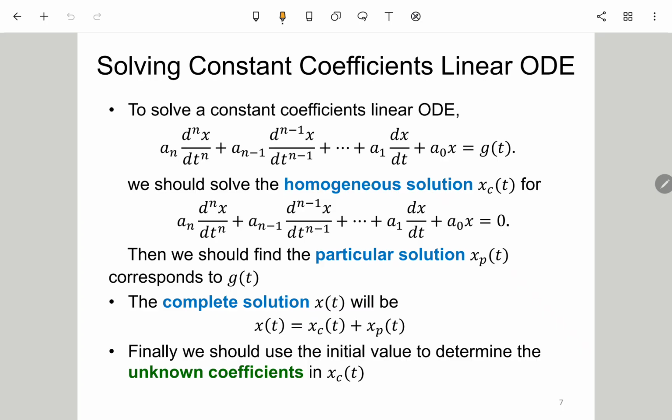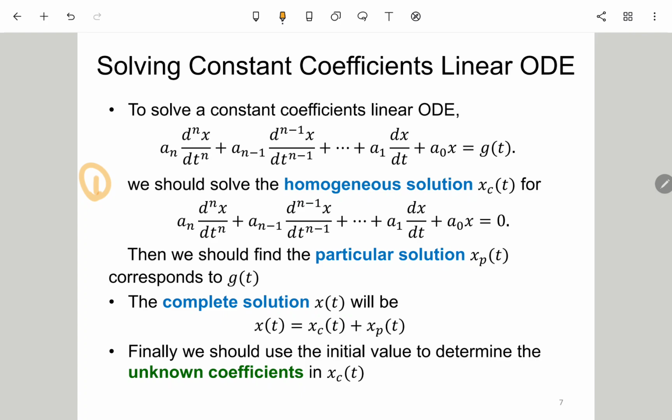Okay, so to solve a constant coefficient linear ODE like this, we have 3 steps, just like how you put an elephant in a refrigerator. It's to open the door for the first step, and then put the elephant in for the second step, and then close the door for the third step. So it is just as easy as putting an elephant into a refrigerator.